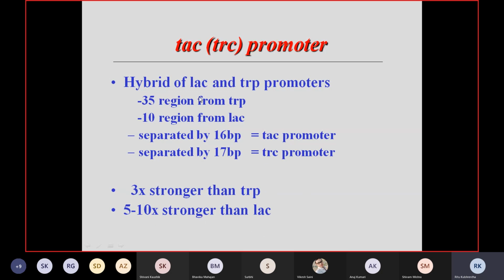But I also want to tell you that because this final promoter, the TAC or TRC promoter, has the lac operator region, it is inducible by IPTG only. So it is an IPTG inducible promoter having these two regions, and these two names differ in only one base pair. The TAC promoter has the -10 and -35 regions separated by 16 base pairs, and the TRC promoter has them separated by 17 base pairs. That's the only difference between the two.